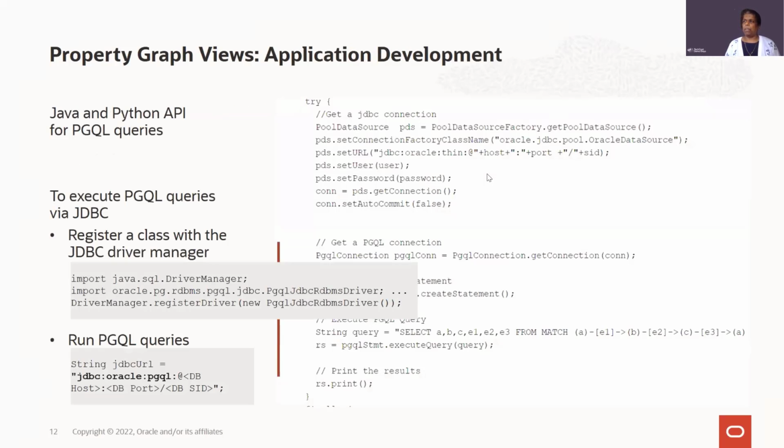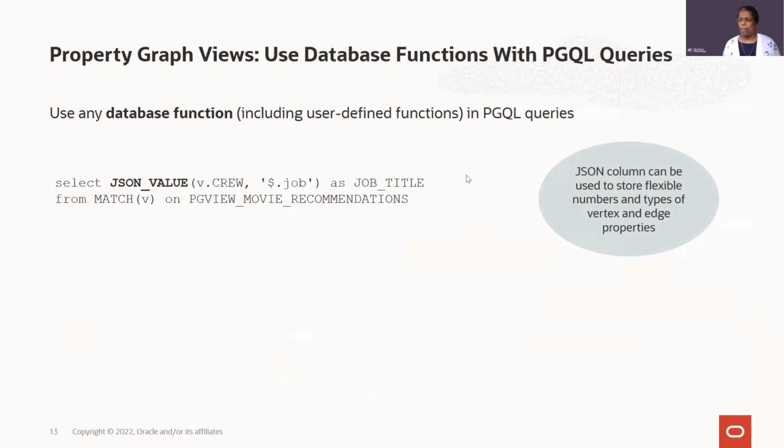So let me also go to another example here where it's really interesting to see how now you can start combining database functions with your property graph view. So here, for example, I'm using some JSON functions within a graph query. And these things make the property graph views very powerful because you can take any database function and use that in your graph view. So let me see whether I can show something here quickly.